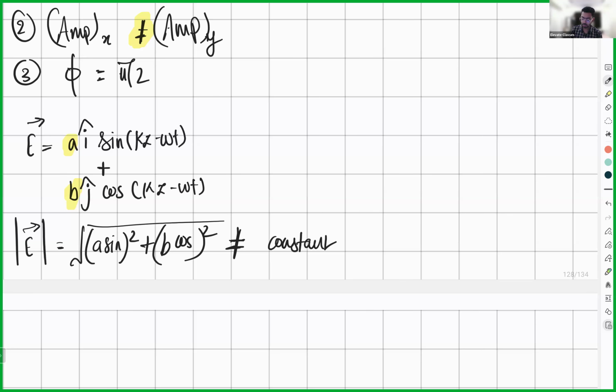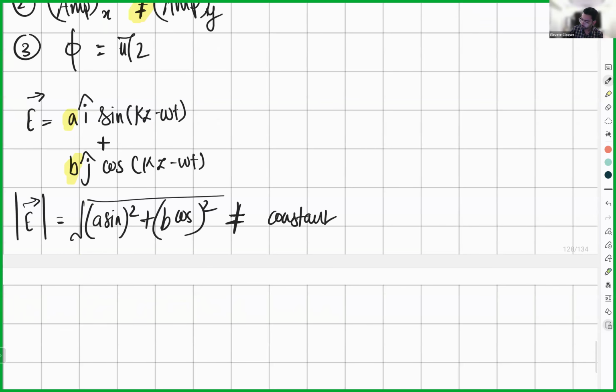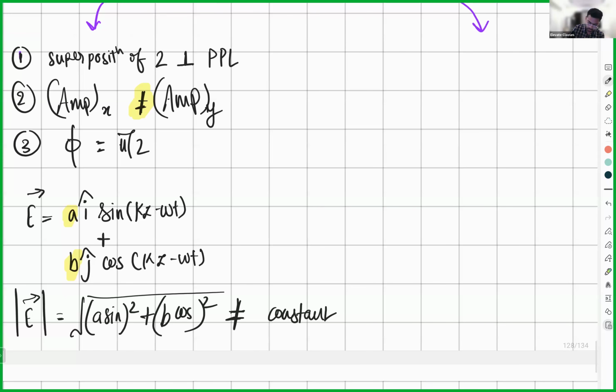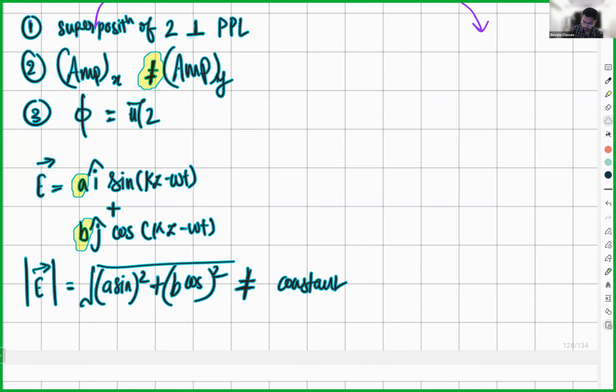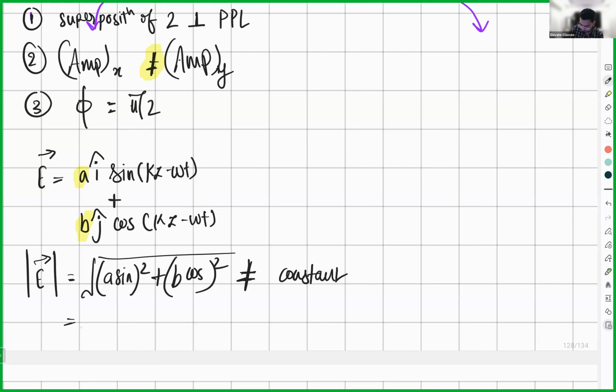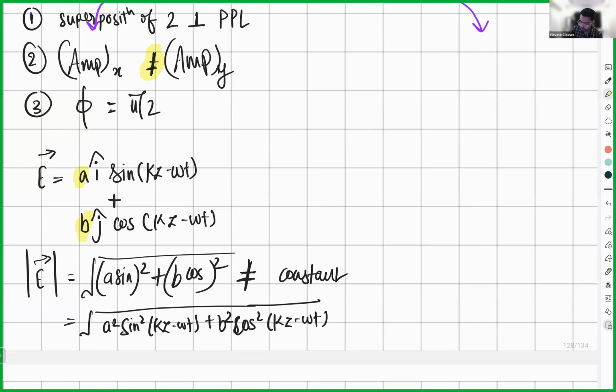Okay. So let me write it fully, that is why I am saying that it is not a constant, because the next step will be a square sine square kz minus omega t plus b square cos square kz minus omega t. Now I cannot open it further and you see a coordinate and time, coordinate and time. So it is not a constant, right? It is not a constant.